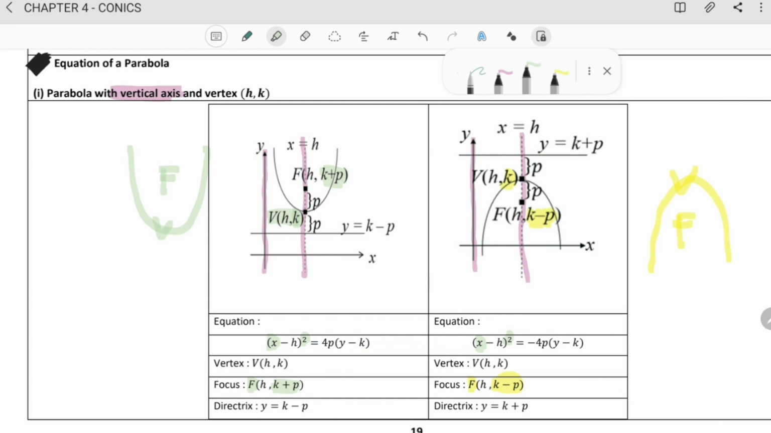Okay, that's the focus. We compare with the vertex, and now we need to know the directrix, which is this line. This is a line, not a coordinate. That's why the equation is y equals k minus p, because we know that if the focus is above, then the directrix will be below the vertex, because the vertex is in the middle between F and the directrix. So that's why the equation of this line we can get by k minus p, because the focus is already k plus p. Compared to this, it will be opposite, because the focus is k minus p, so the directrix will be k plus p. Simple like that.